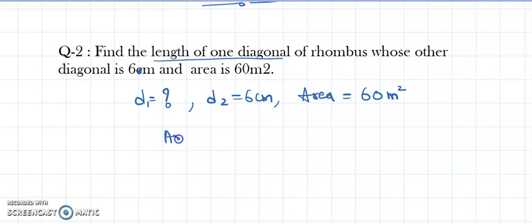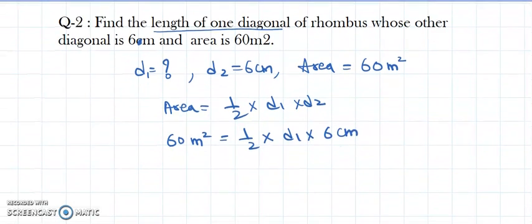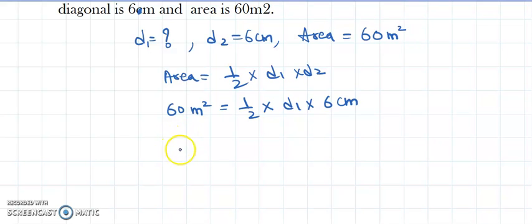As we know, area is equal to half into D1 into D2. Let us substitute the values. That means 60 meter square is equal to 1 by 2 into D1. The D1 we have to find out. The D2 is given as 6. Let us start transposing the things. So it will become 60 multiplied by 2, cross multiplied to here, and divided by 6. That will be the answer of D1.